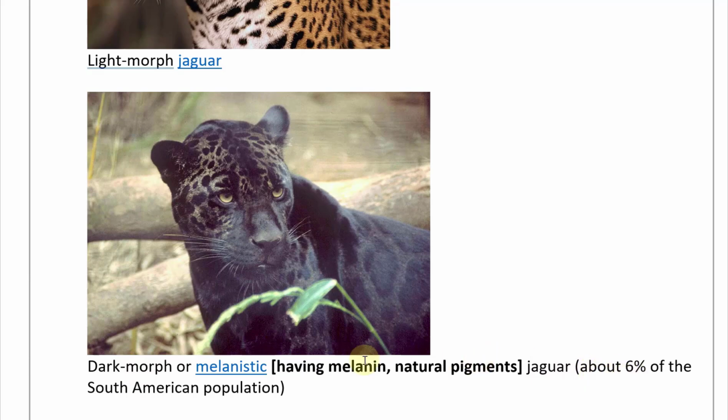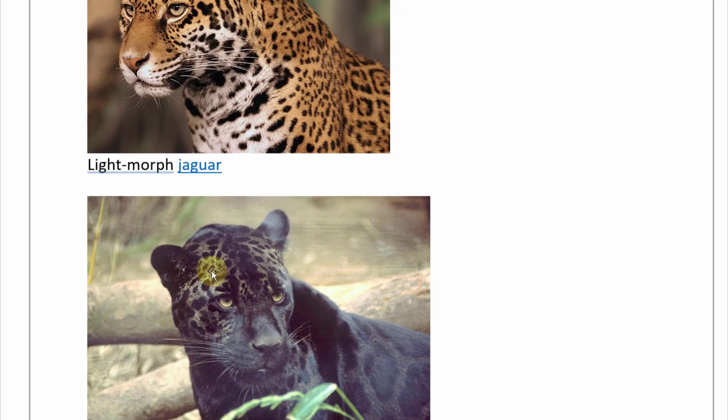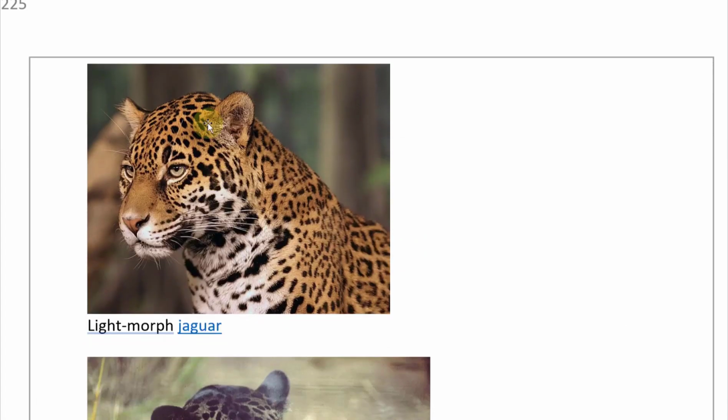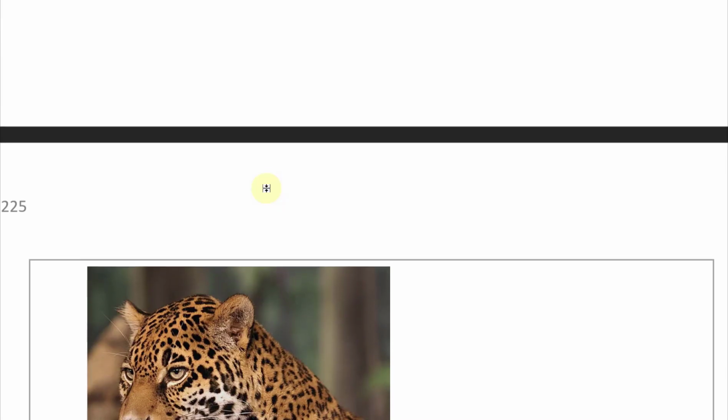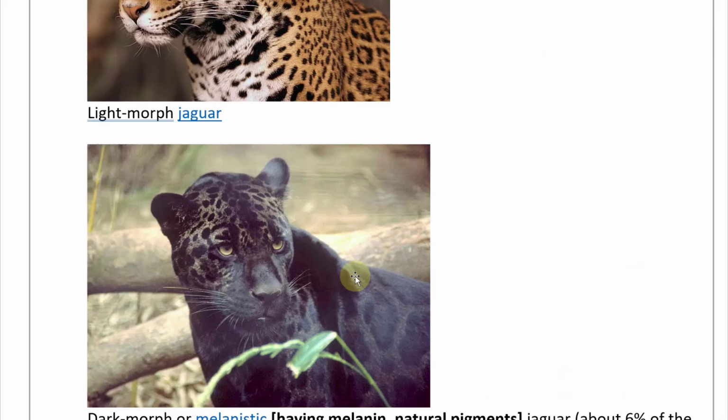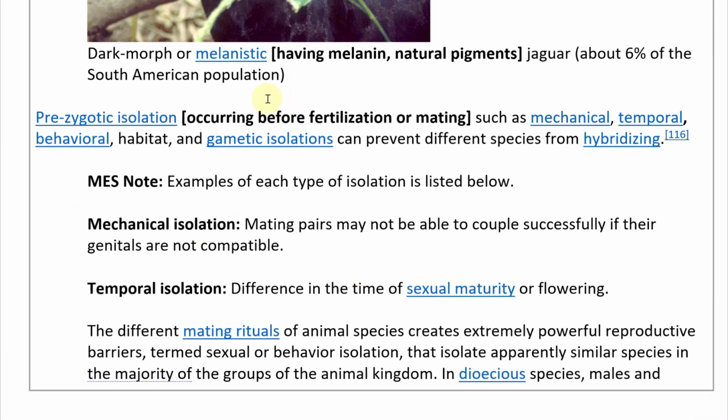About 6% of the South American population. So about 6% of these jaguars are these darker ones. So it looks pretty cool. And this is the typical one right here, the light one. Yeah, and that is a polymorphism that's within the same population. So you have a small percentage that is different from the main form. All right, let's continue further.